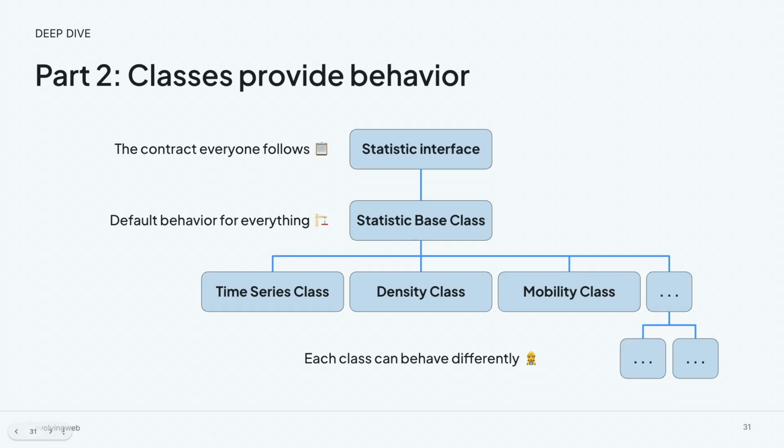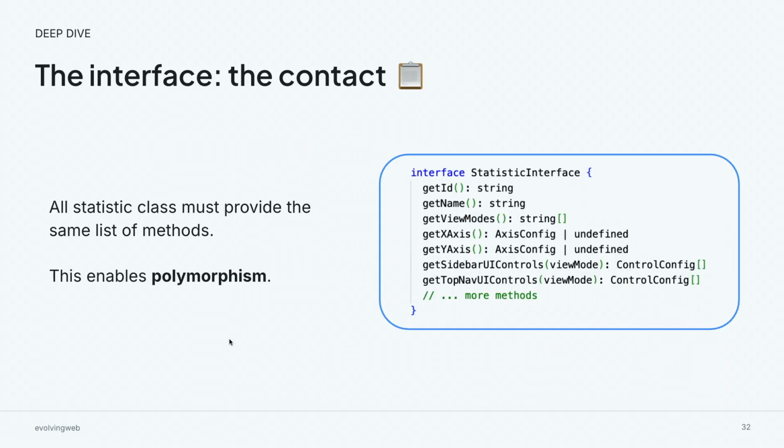And each class can behave differently. That's the contract. As I said, that's the interface. I said it works as a contract, and that's what enables polymorphism. It's just a list of methods that every class needs to define.